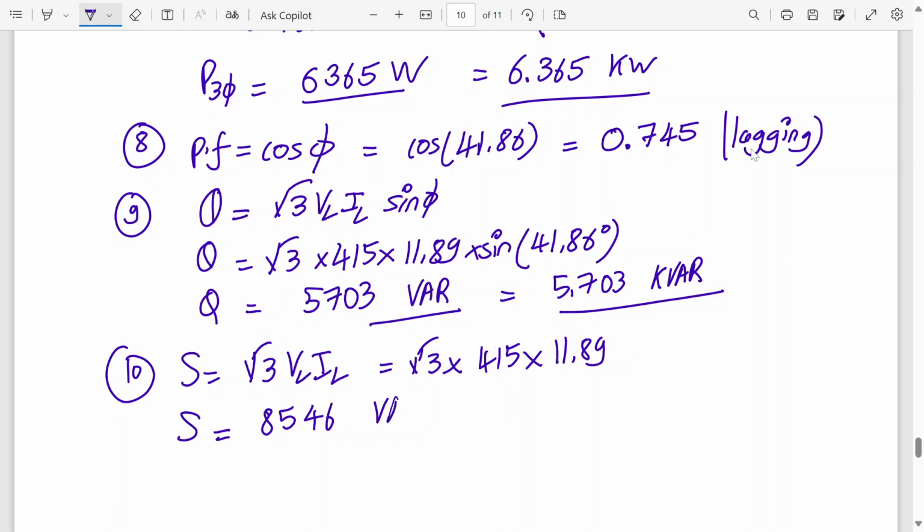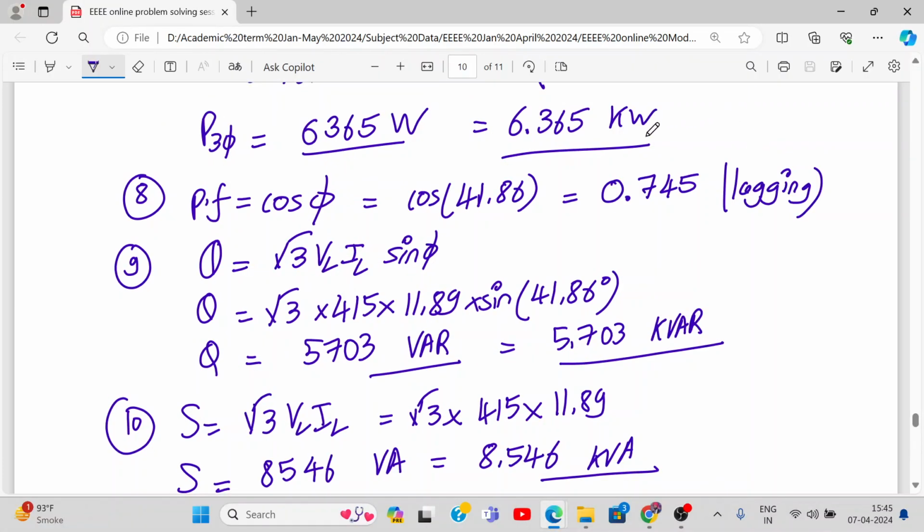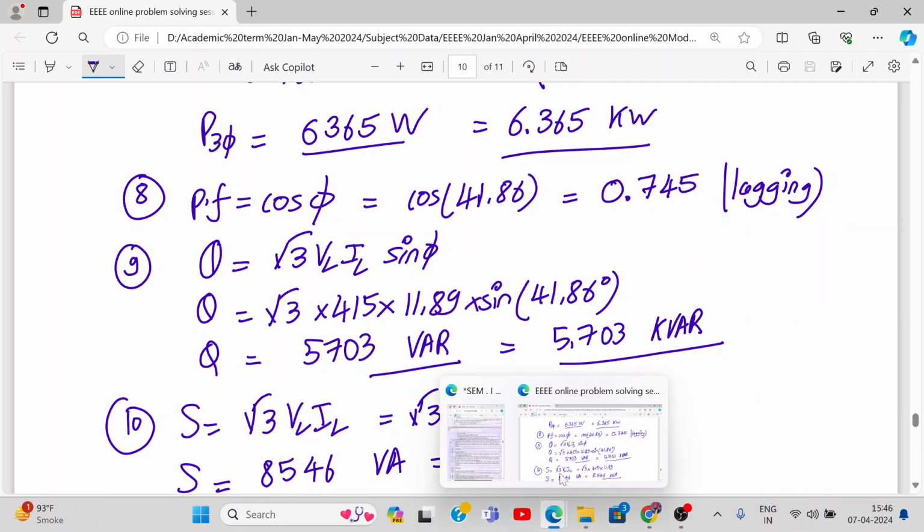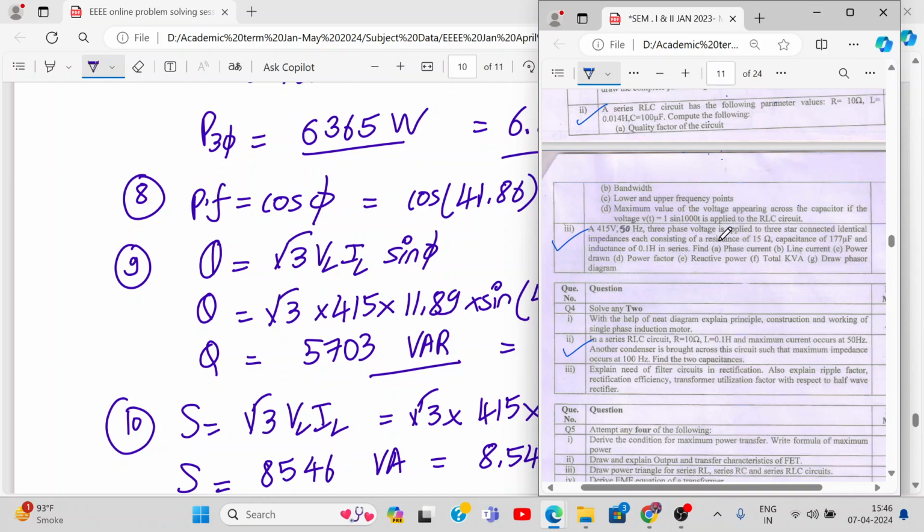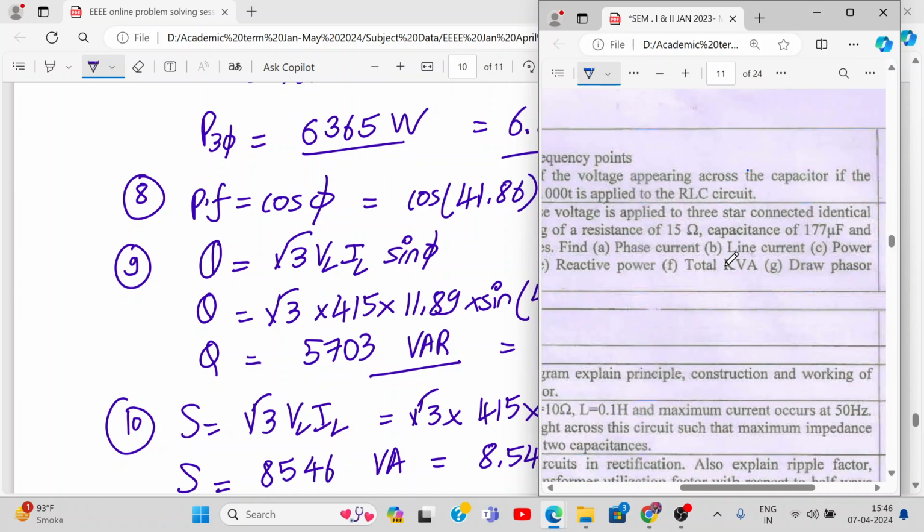What is its unit? VA. So 8.546, right? kVA, because it was asked in a numerical. You have to find it in terms of kVA. See? Shall I show it to you? Yeah, here it is. Total kVA.